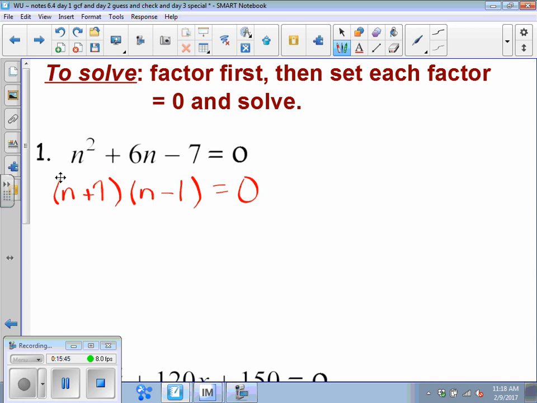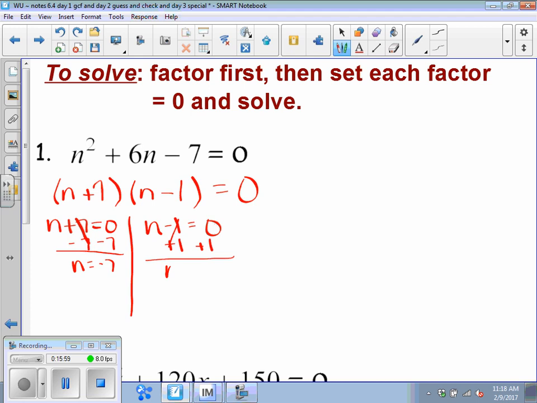Right? Now we take each factor and set it equal to 0. N plus 7 equals 0. N minus 1 equals 0. So subtract 7. So n equals negative 7. Add 1. N equals 1. So my two solutions, the x-intercepts, or roots, are negative 7 and 1. How'd we do?